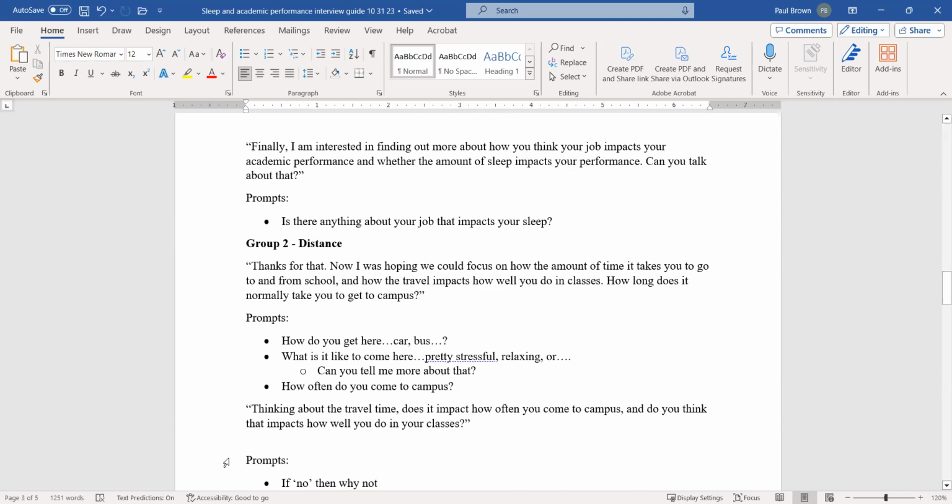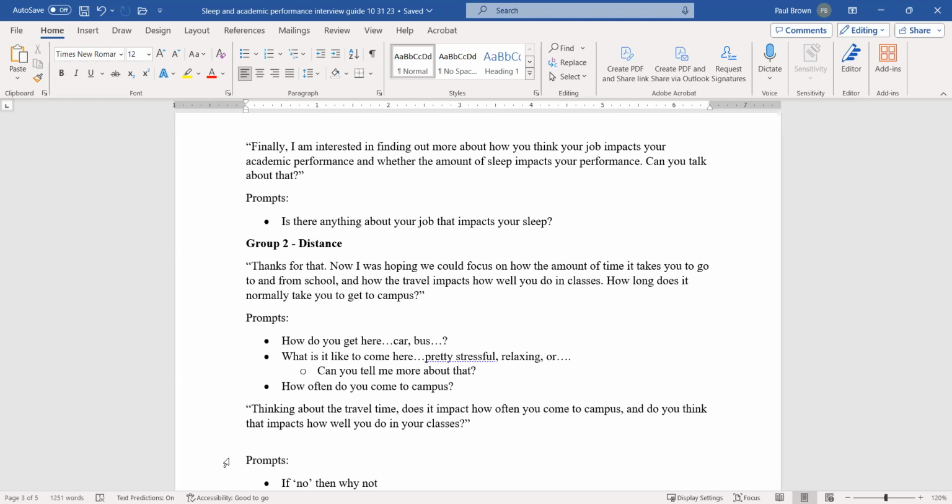So I was hoping we could focus on the amount of time it takes you to get to and from school. How long does it take to get to campus? An hour. And do you get here by car or public transportation? Car. What is it like to come here, pretty stressful or relaxing? It's a pretty nice drive because there's not really much traffic. It's not a bad drive coming down. Good commute.